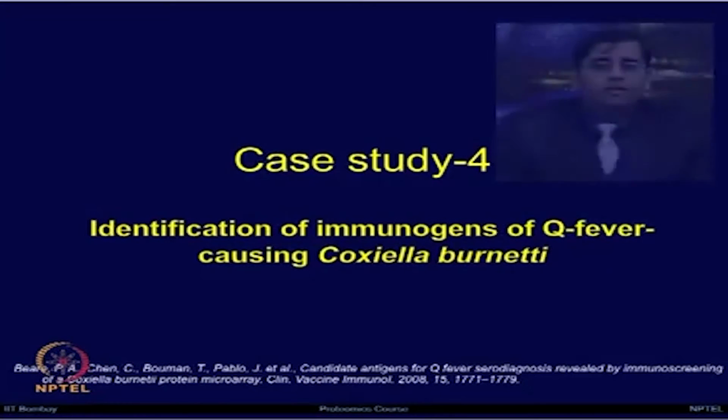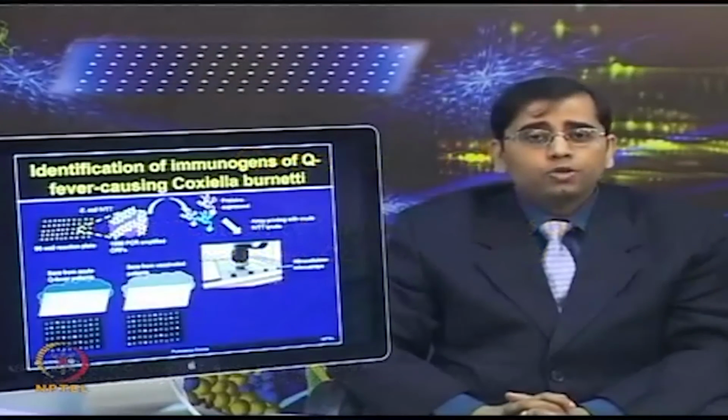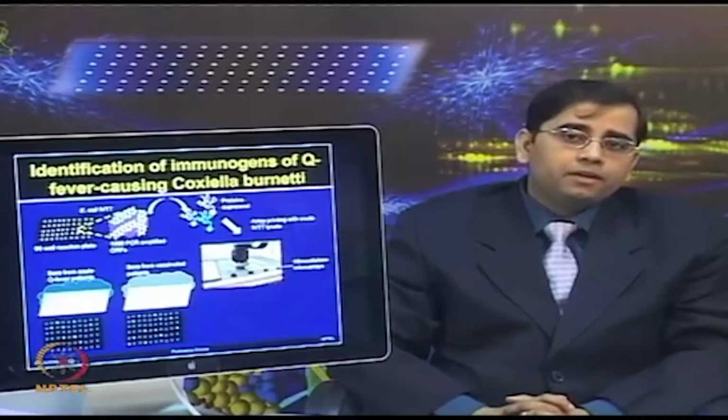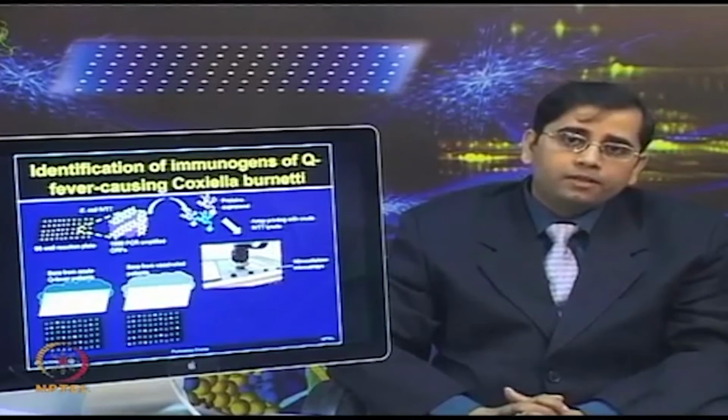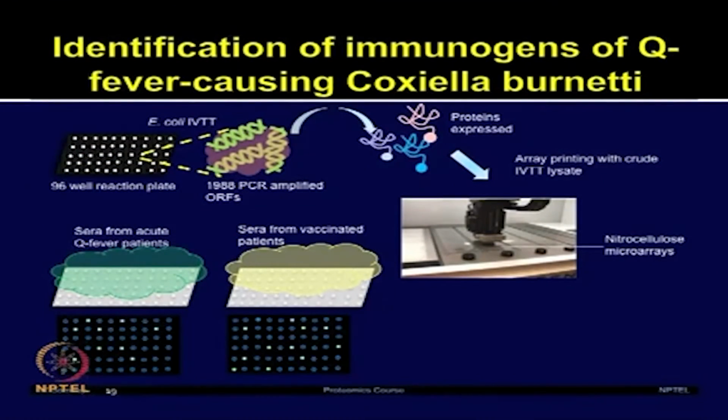Let us now talk about case study 4, identification of immunogens of Q fever caused by Coxiella burnetii, a study performed by Baer et al. So, Q fever is a widespread zoonotic disease caused by the Coxiella species. The immunogens of Q fever were identified by using a protein microarray based approach.